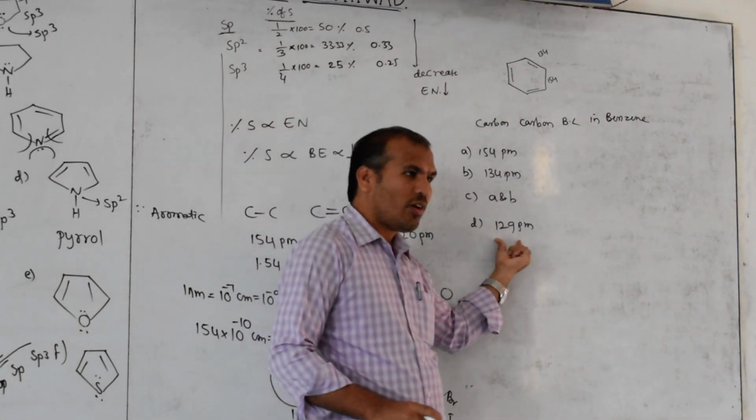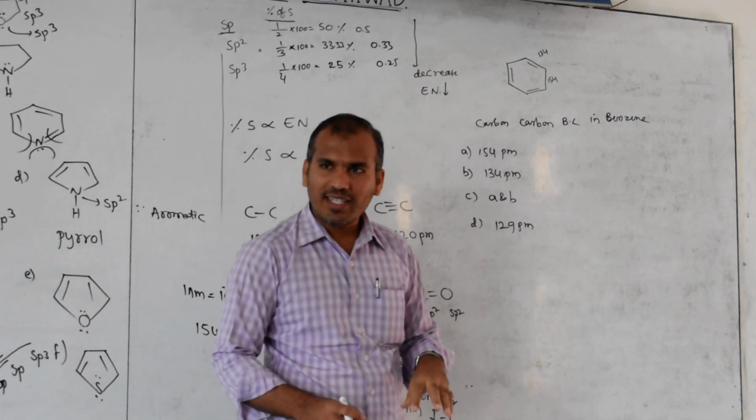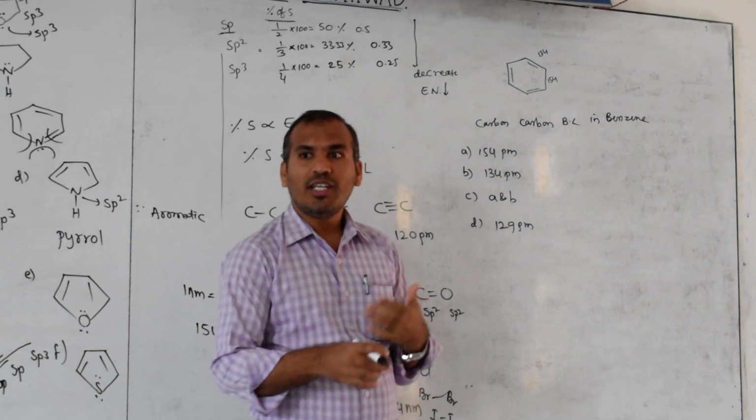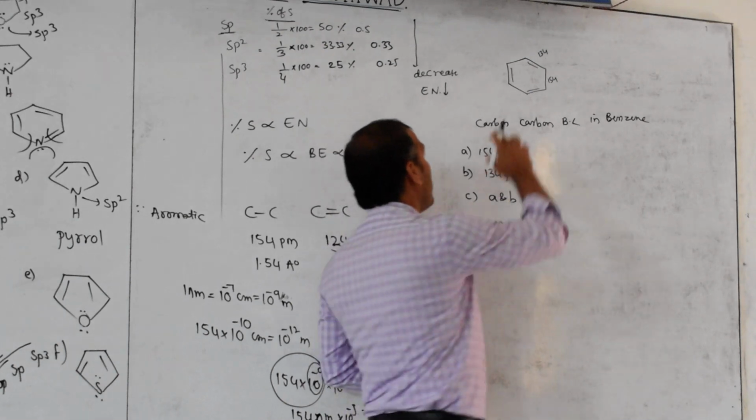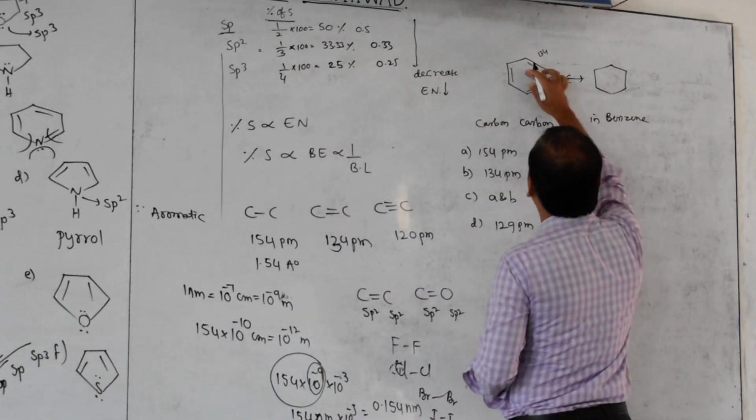This is the average bond between 154 and 134. Why is it taken as average? Because it is delocalized. Not always here only. It may be like this also, in the resonance structure, this pi bond comes to here.